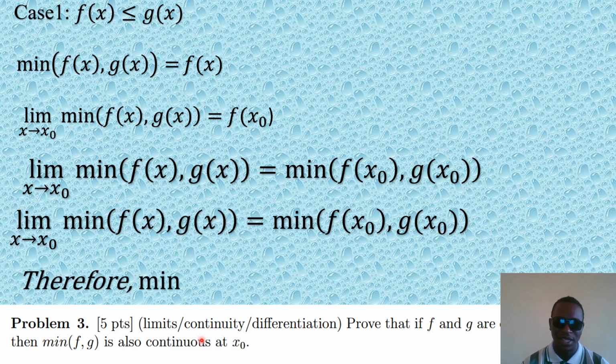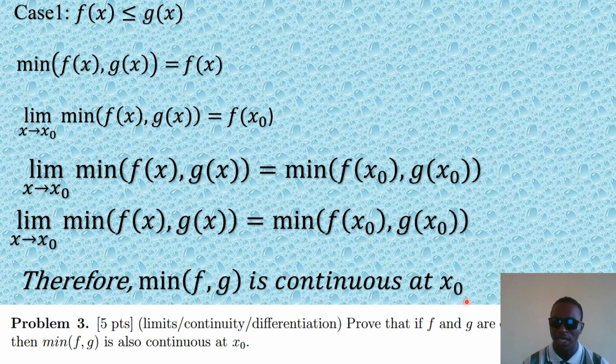Since we have proven this, the minimum of f and g will be continuous at x0. We have proven that this is true for all possible cases, so we can conclude that the minimum of f and g is continuous at x0.